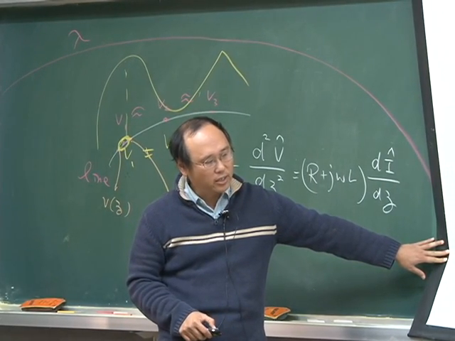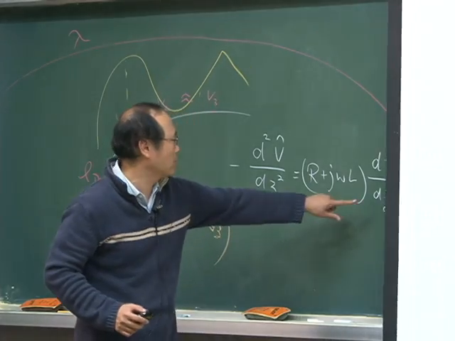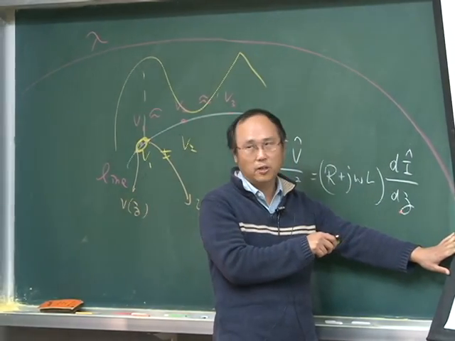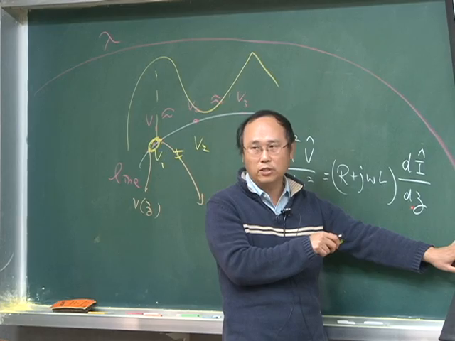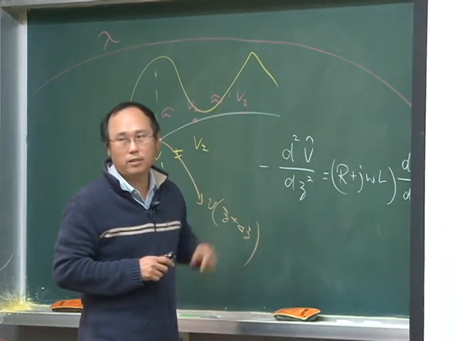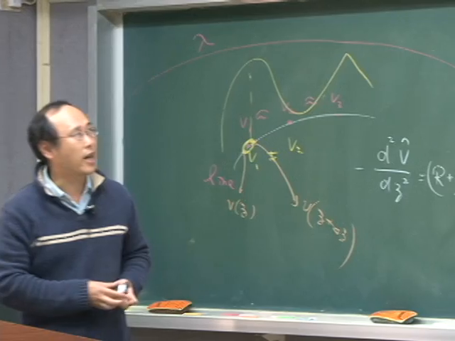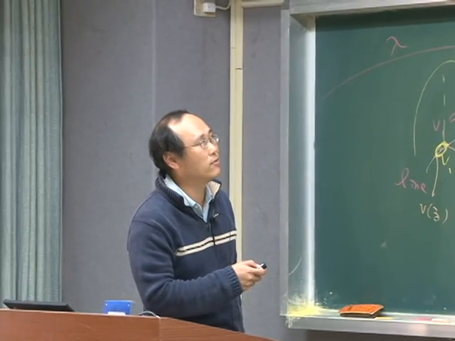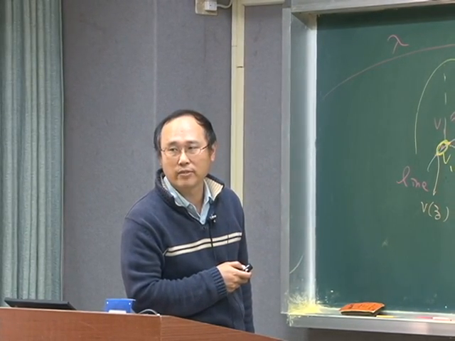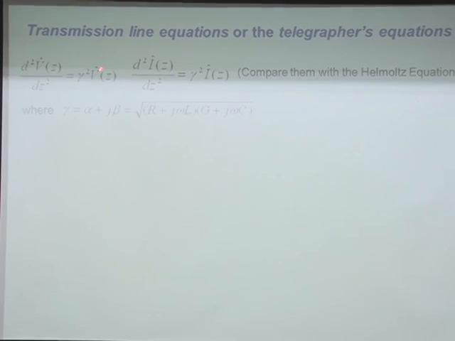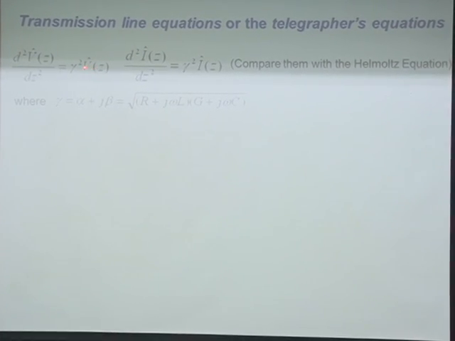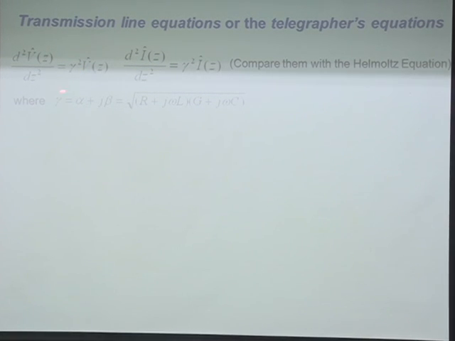But you know what di dz is. Just put this into this plot, and then you can create one expression that only deal with V. And this is how you get the expression for d squared V dz squared, double derivative of V with respect to z, and end up with a V on the right hand side. You can do the same thing for the current. Okay, and these two equations basically are the transmission line equation or the telegrapher's equation.